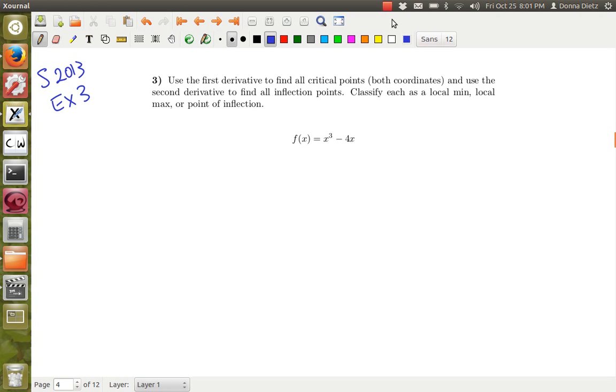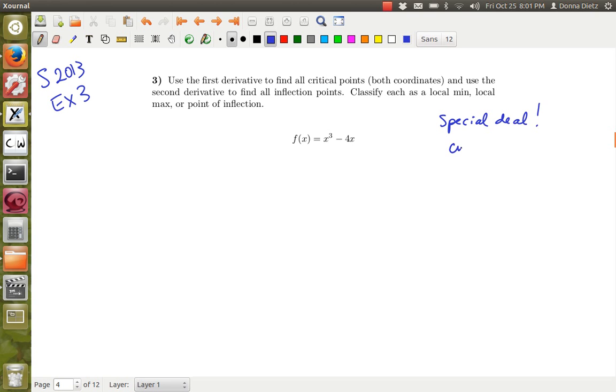So this is more review for exam 3. Use the first derivative to find all critical points, and use the second derivative to find all inflection points. We have a special deal going on here. Remember, we have a special deal on cubics.